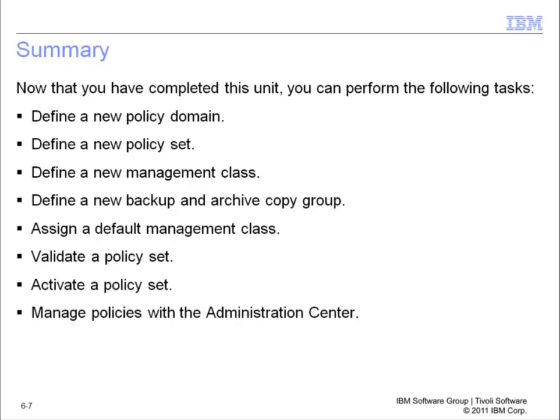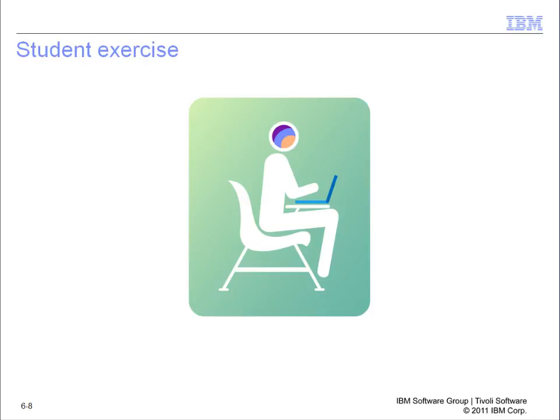This completes Unit 6 on policy management. You should now be able to define a new policy domain, policy set, management class, and backup and archive copy groups. You should be able to assign a default management class, validate and activate a policy set, and manage your policies with the Administration Center. You can now do your student exercises for Unit 6.